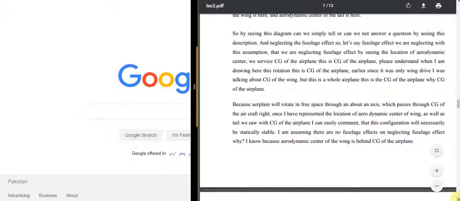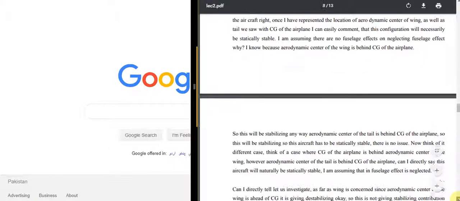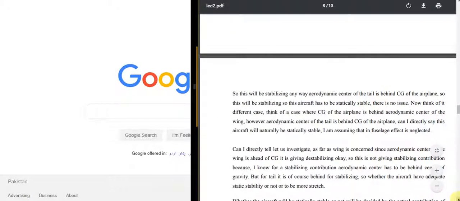Why? I know because the aerodynamic center of the wing is behind the center of gravity of the airplane, so this will be stabilizing anyway. The aerodynamic center of the tail is behind the center of gravity of the airplane, so this will be stabilizing. So this aircraft has to be statically stable. There is no issue. Now think of a different case. Think of a case when the center of gravity of the airplane is behind the aerodynamic center of the wing. However, the aerodynamic center of the tail is behind the center of gravity of the aeroplane. Can I directly say this aircraft will naturally be statically stable? I am assuming that the fuselage effect is neglected.